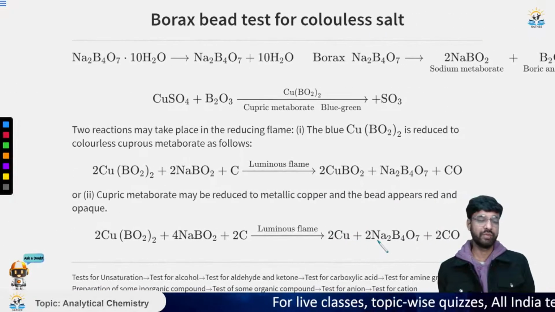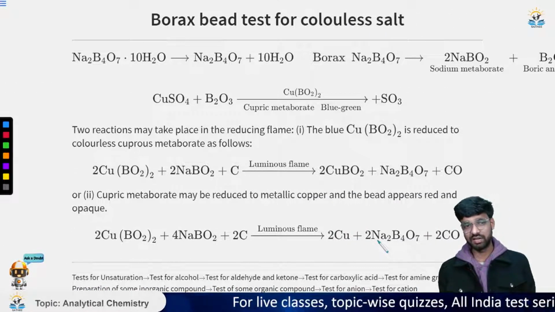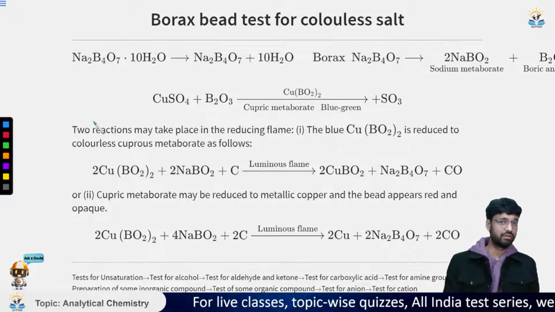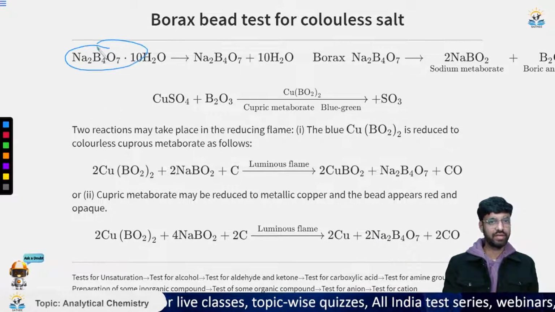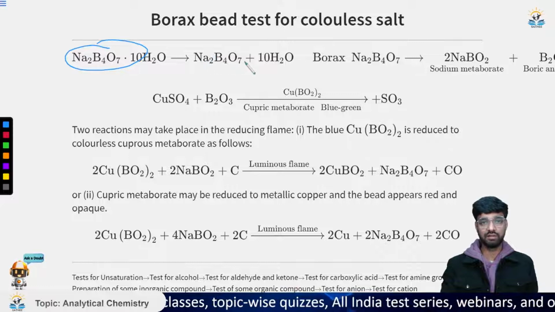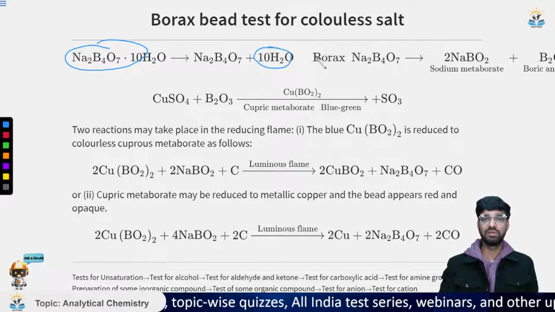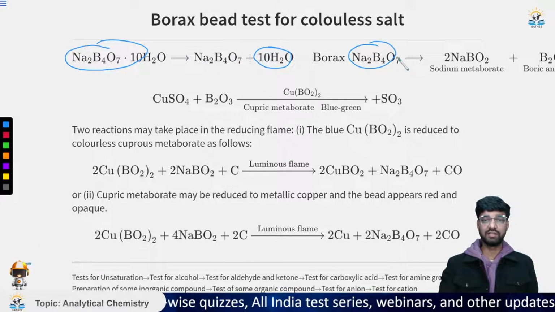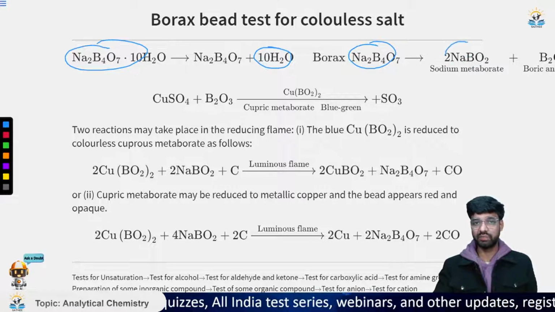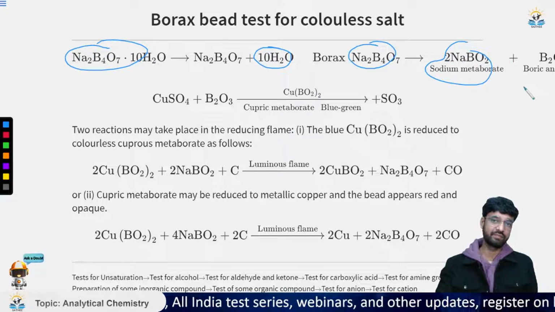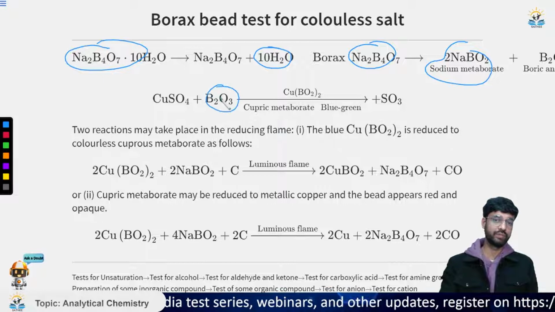Next, this is the borax bead test. It is basically for colorless salts. We take borax and heat it, then the water of crystallization is removed, and upon further heating the borax, we get sodium metaborate and boric anhydride, which is B2O3.